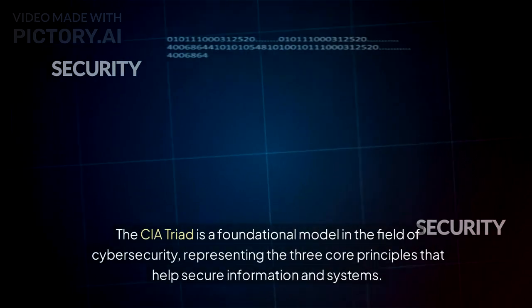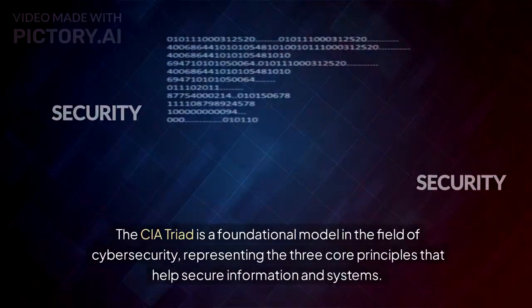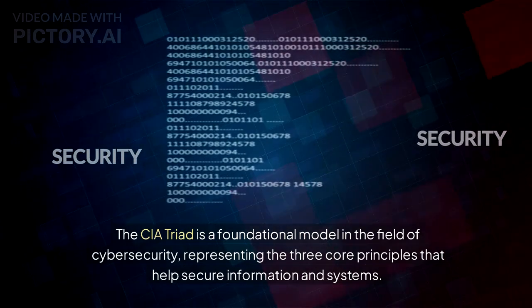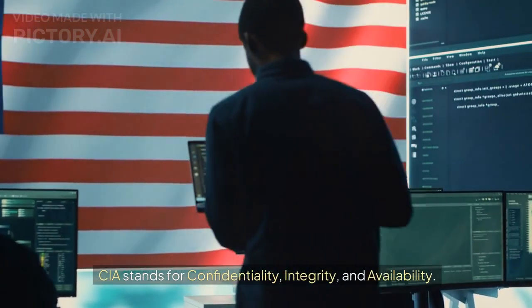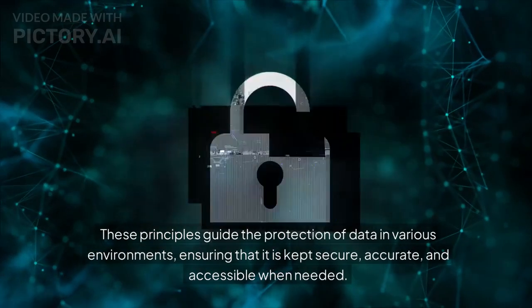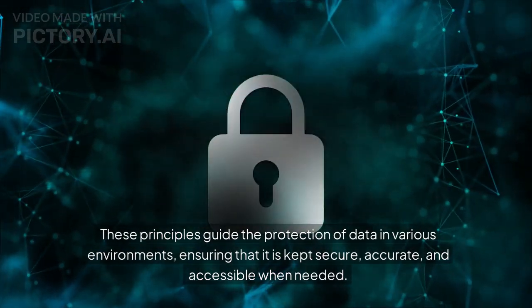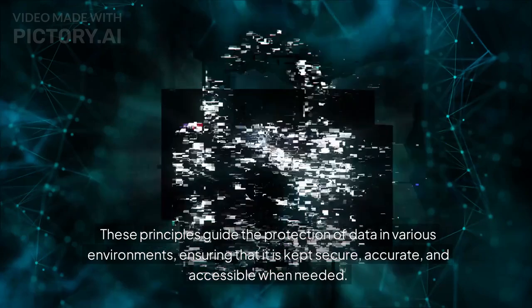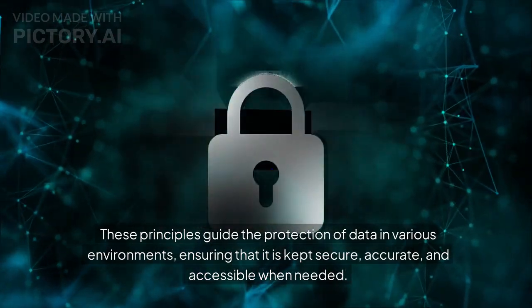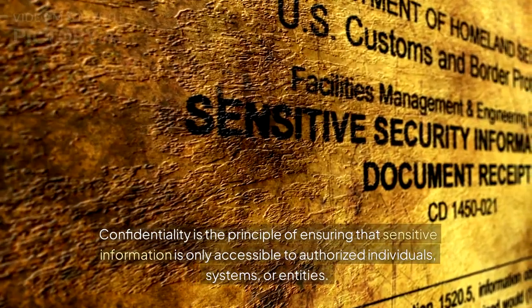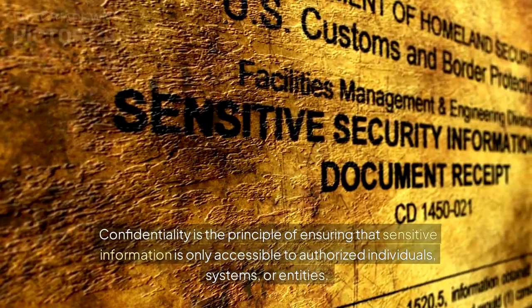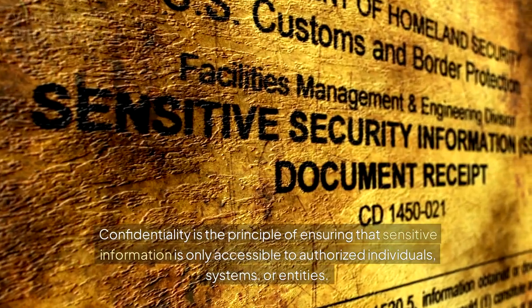The CIA Triad is a foundational model in the field of cybersecurity, representing the three core principles that help secure information and systems. CIA stands for confidentiality, integrity, and availability. These principles guide the protection of data in various environments, ensuring that it is kept secure, accurate, and accessible when needed.